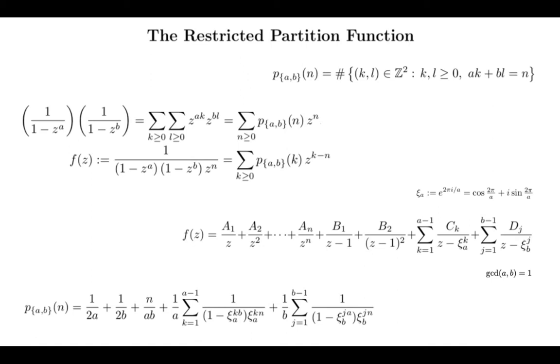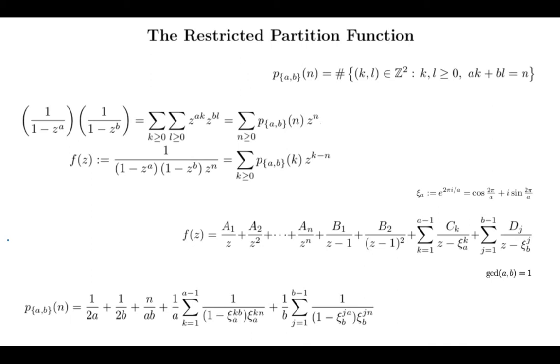So we start with a restricted partition function p sub ab of n. So I think of a and b as given positive integers. In a moment we will also assume that they're relatively prime. They have no common factor. And n is a parameter. So I think of this partition function as a function of n.